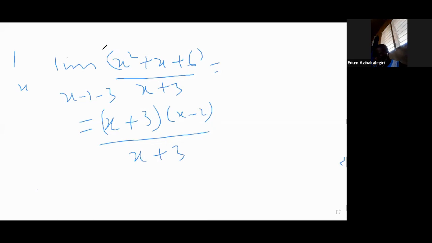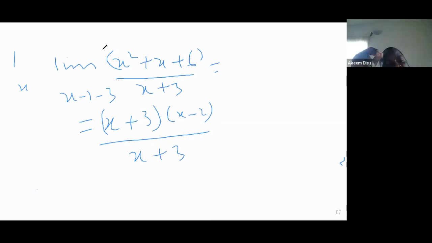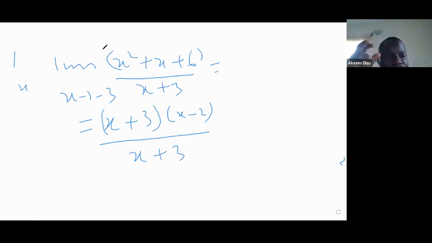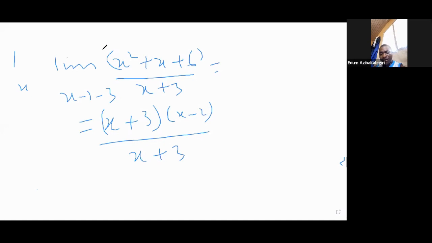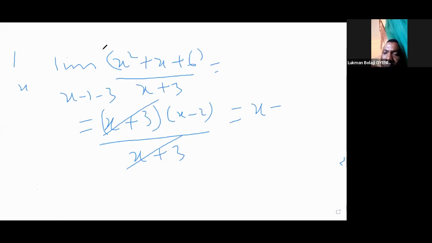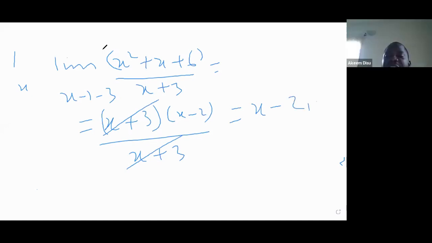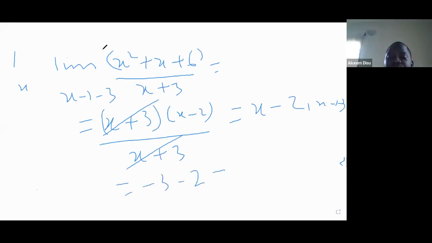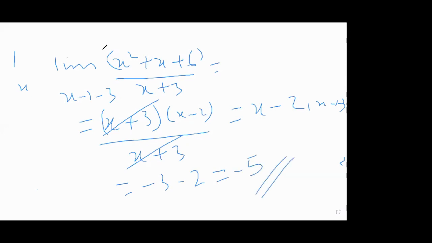And if we expand this, we get this one back. I hope you people have done enough work in your factorization method. It's very, very important. Then cancel this. Then we have x minus 2 as x tends to minus 3. Then when we put x as minus 3, minus 3 minus 2, this will give you minus 5. That's the solution. Is that taken?